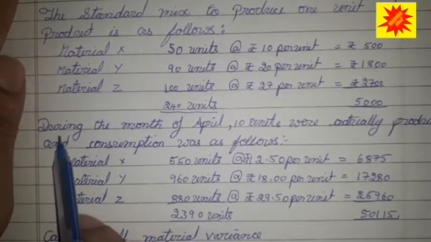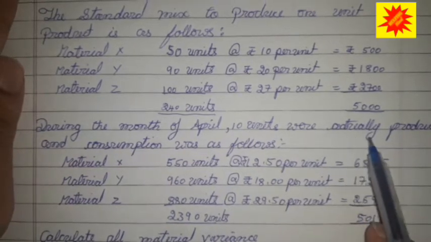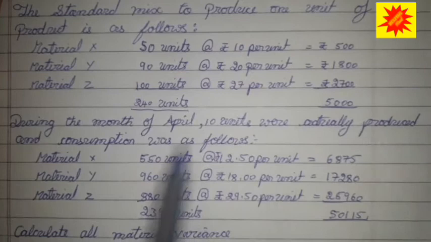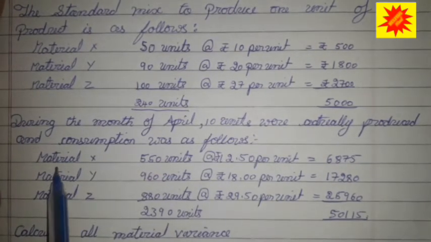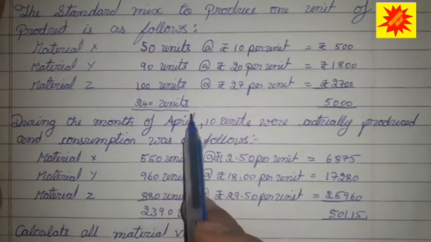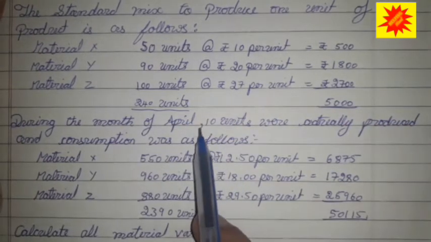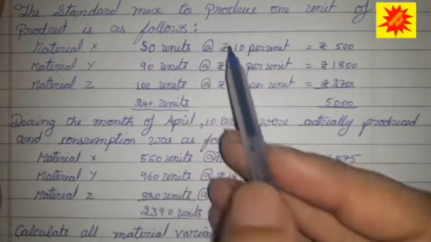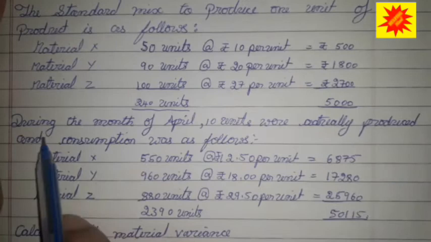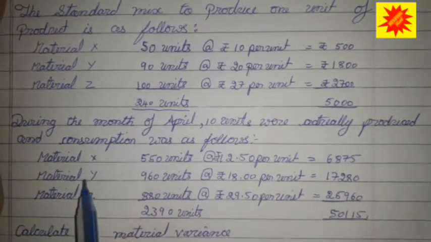So they say during the month of April, 10 units were actually produced, and consumption was as follows. 10 units were actually produced. To produce 1 unit you require these many costs; to produce 10 units it is multiplied by 10, right? Now during the month of April, these are the actual costs which were actually incurred.